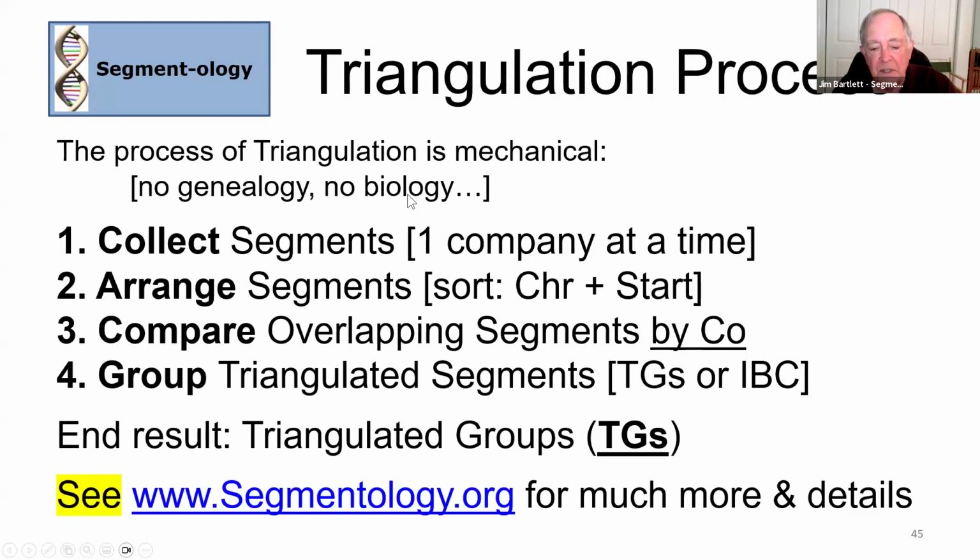So the process, again, is in my segmentology blog posts. You collect your segments and arrange them by sorting by chromosome. You compare overlapping segments, a company at a time. Then you group these segments into triangulated groups, or you toss them out as being false. The end result is triangulated groups. So let's see how this looks.